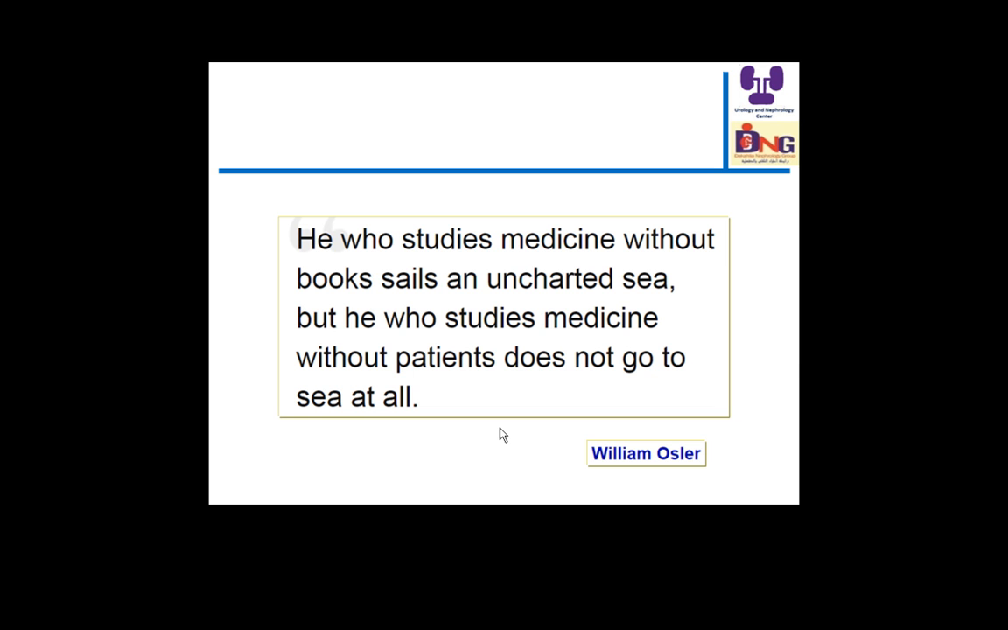The last slide. This is the conclusion from any presentation. This is a statement of William Osler, the father of medicine: He who studies medicine without books sails an uncharted sea. This means that he doesn't know where he is going. But he who studies medicine without patients doesn't go to sea at all. This means that he doesn't see at all.